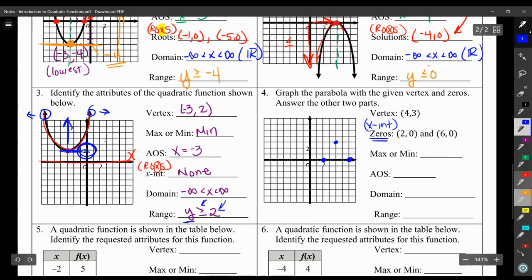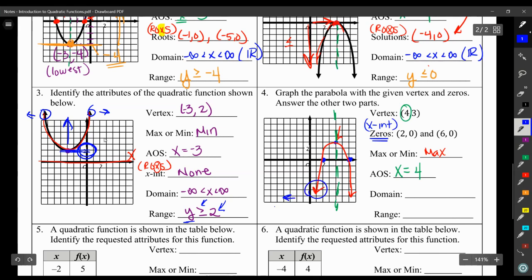Now I can kind of see the basic shape of my parabola. I have 3 points and I can connect these in a relative U shape. Is it a max or a min? Well, the vertex is at the top of my graph, which makes it a max. The axis of symmetry still has to run straight down the vertex. And so we have an axis of symmetry of x equals 4 because it's always the x value of the vertex. Domain is still all real numbers.